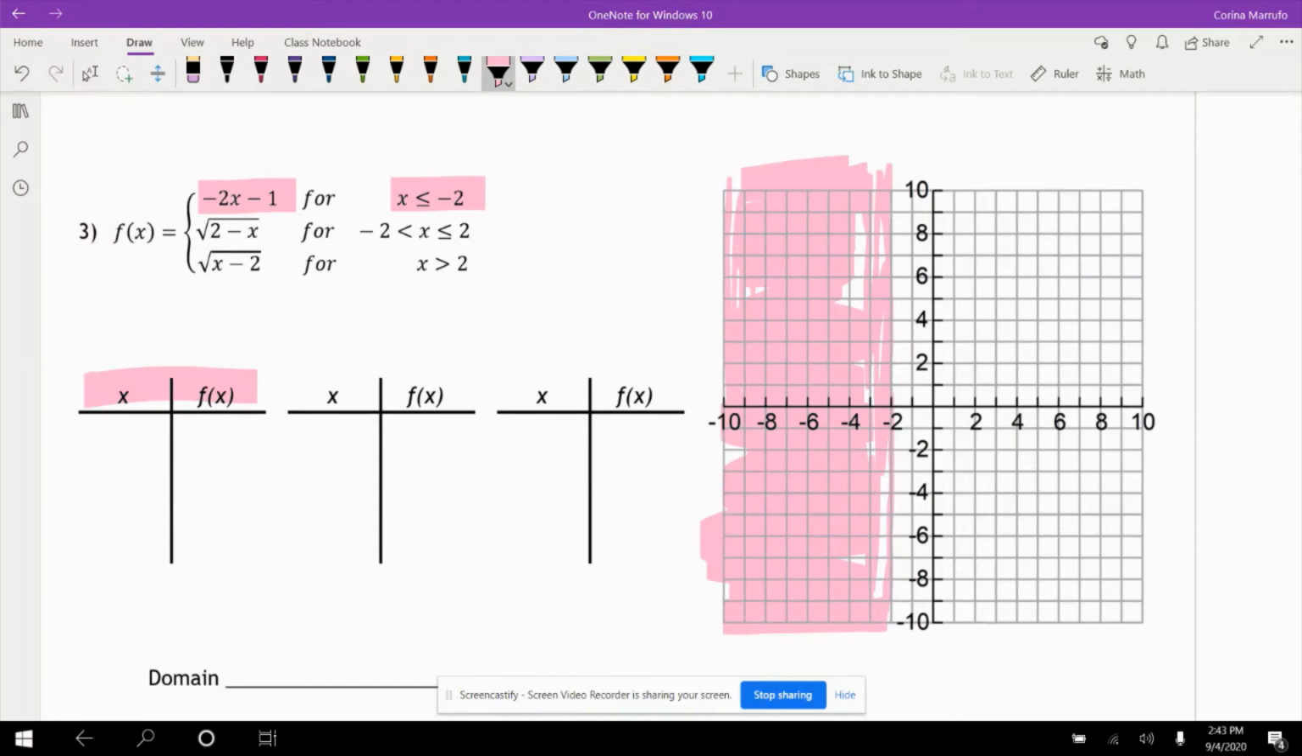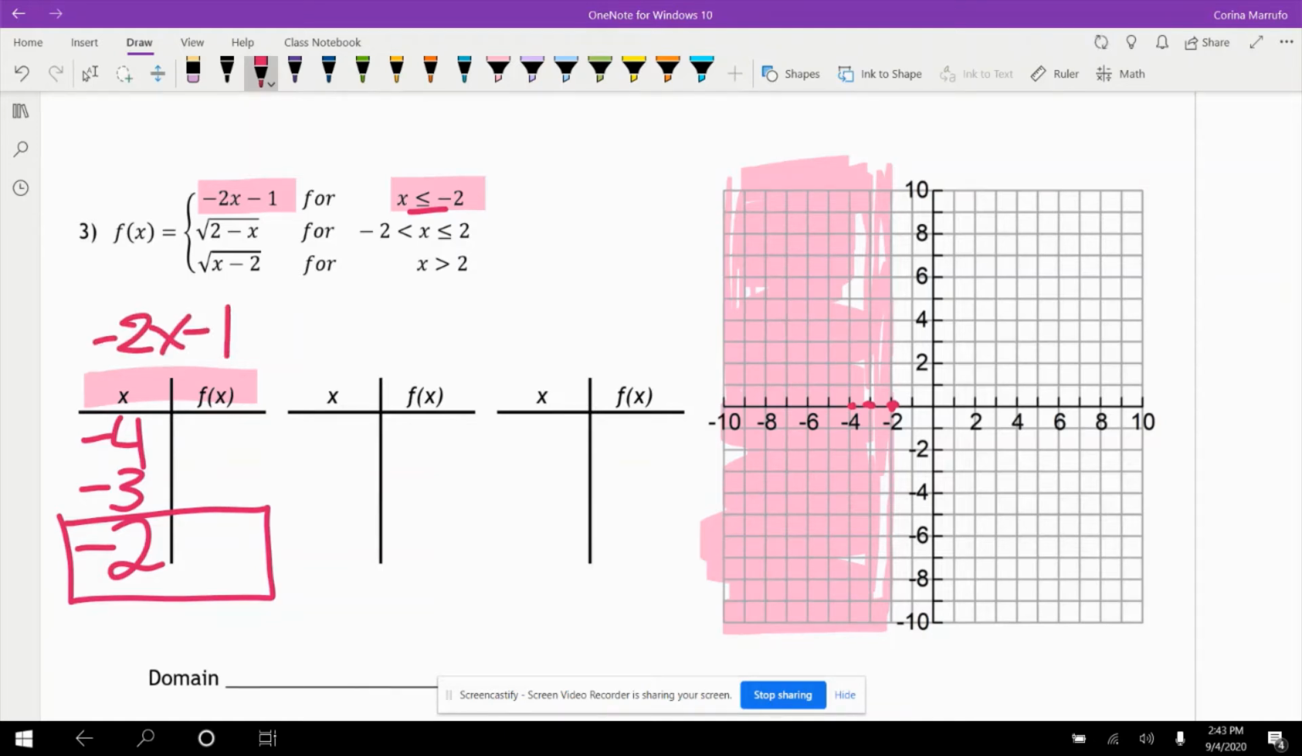And then remember when you're picking points, it has to contain -2. And then you just pick 3 points. So I'm going to pick -4, -3, and -2. Okay, we go left to right. That's why I put -2 last. It is equal to, so I'm going to go ahead and box this to remind me that I'm going to make a closed circle on there. Okay, my function is -2x minus 1, so I'm going to go ahead and plug in -4, and that is going to give me 7. I'm going to plug in -3, that's going to give me 5, and I'm going to plug in -2, and that's going to give me 3.